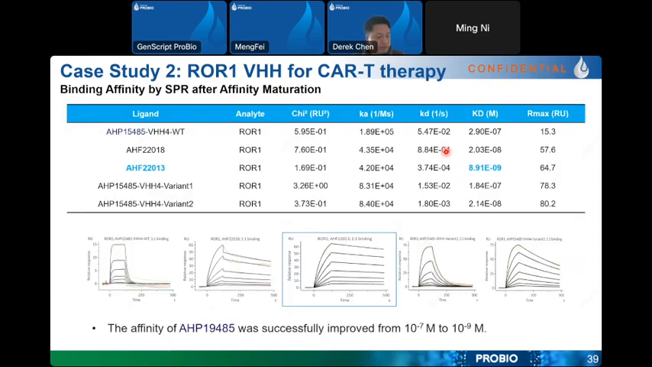And as we discussed earlier, the antibody recovered from naive library tended to have relatively lower affinities. So one of the humanized candidates, the AHP 15485, was selected for affinity maturation. The affinity is improved by 30-fold, reaching the single-digit nanomolar range.